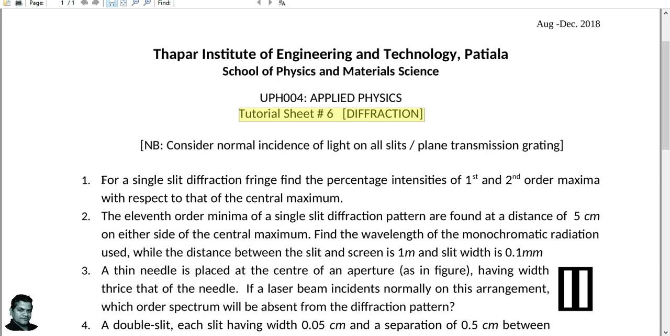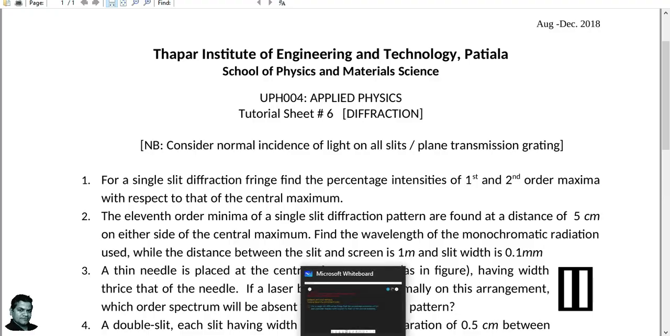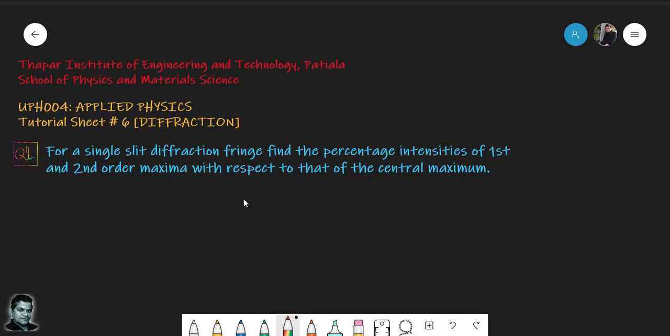So let us look at this first problem. For a single slit diffraction fringe, find the percentage intensities of the first and second order maxima with respect to that of the central maxima. So let's go back to our worksheet. So here is the first problem.